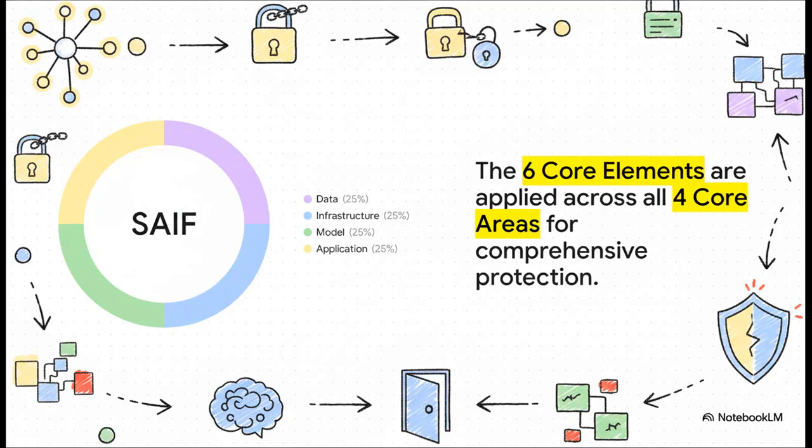And this is how it all fits together beautifully. Those 6 core ideas we just talked about, they get applied across all 4 of those areas we mapped out earlier: data, infrastructure, model, and application. What you get is this multi-layered defense that covers the whole system. There are no gaps for an attacker to slip through.